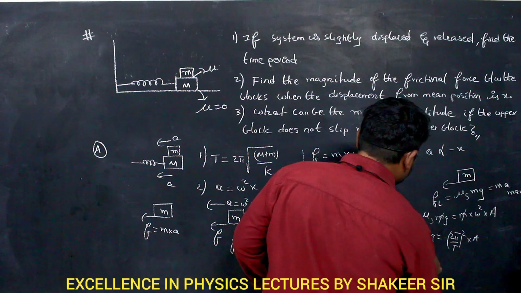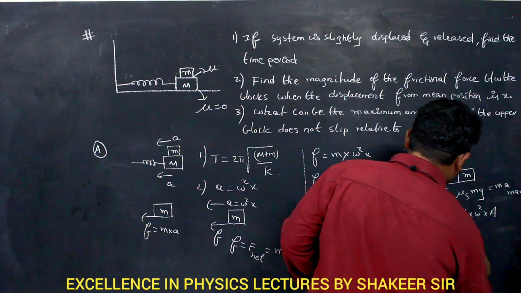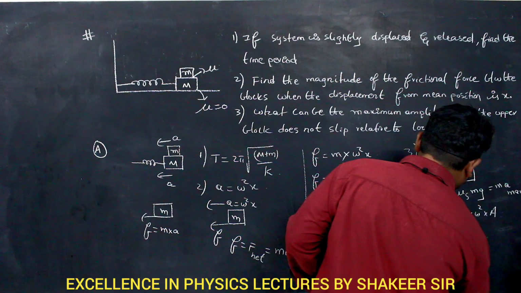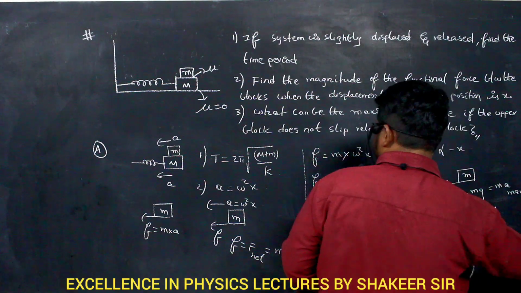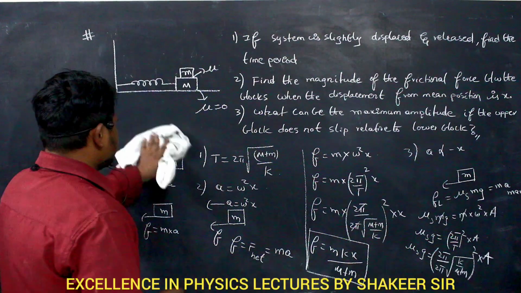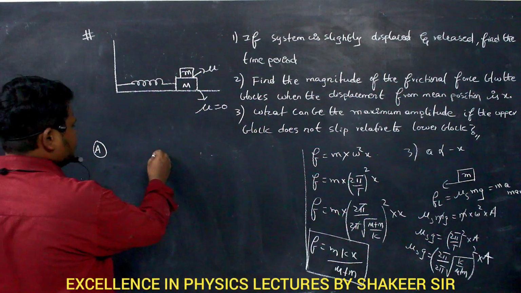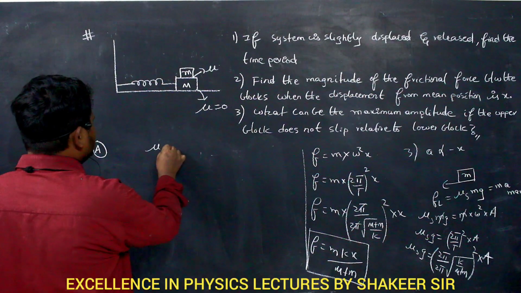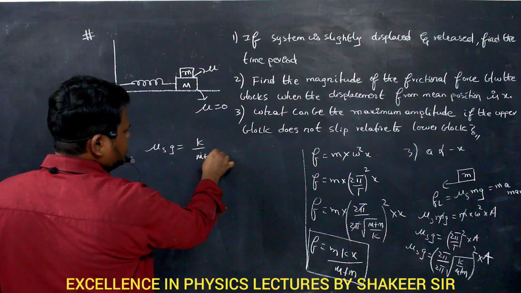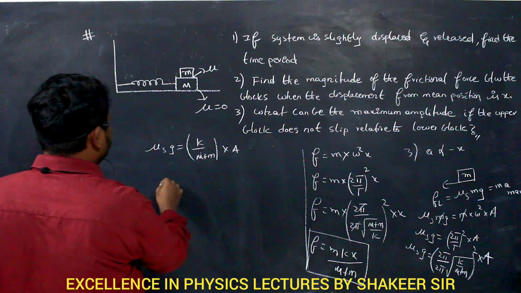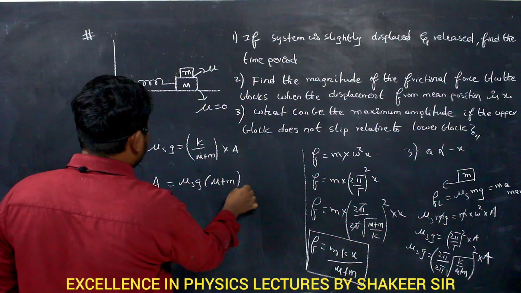So mu s into g can be written with 2 pi by T as 2 pi into square root of (M plus m) by k. So I can write k divided by (M plus m), whole squared, multiplied by A. Clear? So I have written up to here. Now let us see what A value we will get. So 2 pi and 2 pi get cancelled. Therefore mu s into g is equal to k divided by (M plus m) into A. So A is equal to mu s g into (M plus m) divided by k.